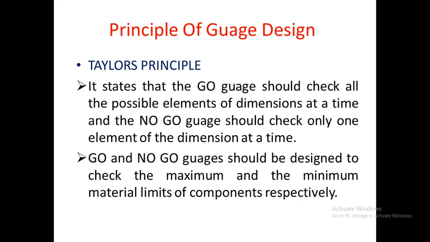Now according to Taylor's principle, it states that the GO gauge should check all possible elements of dimensions at a time, and the no-go gauge should check only one element of the dimension at a time. Now what does this statement mean? According to this statement, the go gauge should check all the possible elements of dimension at a time.